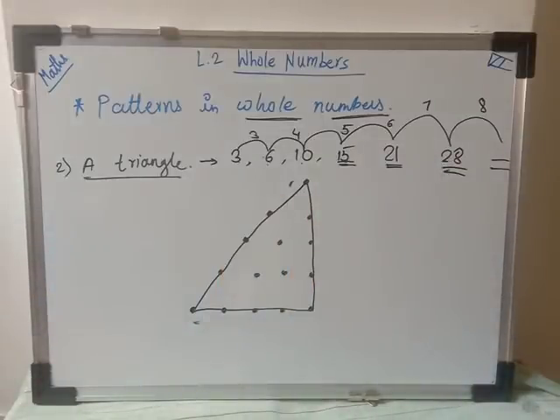I hope you have understood how to decide which whole number, because not all whole numbers can make a triangle. How can we decide which number to take to make a triangle? I told you one trick to find out the different whole numbers for a triangle. Now let's see the third elementary shape to make a pattern of whole numbers.